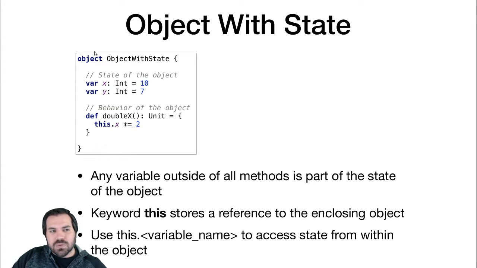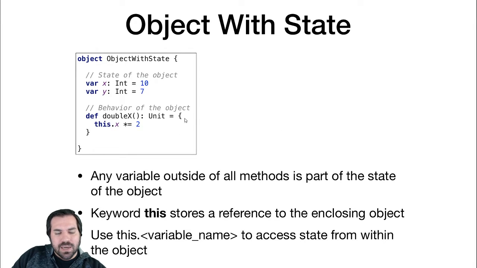Their global variables would be outside any objects at the program level. We actually don't have those in Scala because they're generally bad practice. So we put variables outside of all the methods, and then inside our methods, we can access them using the this keyword. This, and then the dot operator, we're going to be able to access any variable or method of an object. So here I'm doing this dot x to access this variable x, and then multiplying it by 2 and reassigning it to itself.